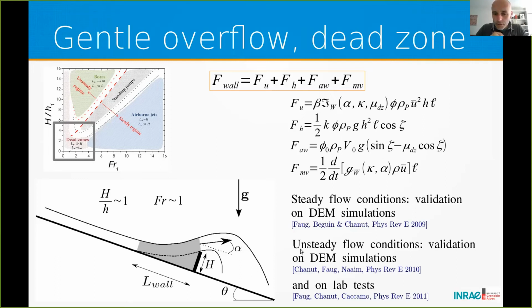This type of model was validated on DEM simulation for steady flow conditions. It was validated on DEM simulation for unsteady flow conditions. And we also validated it on lab tests. So I refer to the publication on this topic.